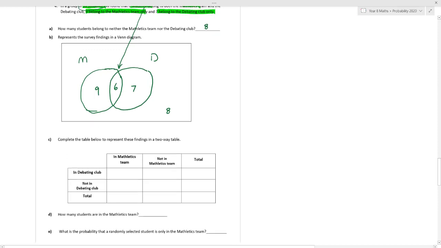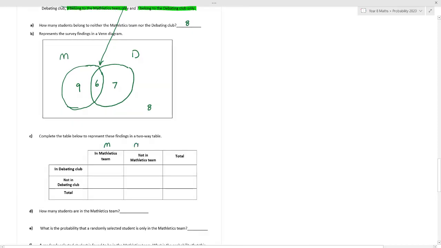Now, here's the thing. This is Mathletics and this is not Mathletics. This is debating and this is not debating. A two-way table is exactly the same. Girls, are you filling this in as we go? You are? All right, now, if I've got Mathletics and debating, so notice M and D, that would become a 6 there. But there are 9 people that are in Mathletics that are not in debating, that would go there, 9. There are 7 people that are in debating that are not in the Mathletics team. And likewise, there's 8 people that are not in Mathletics or debating.